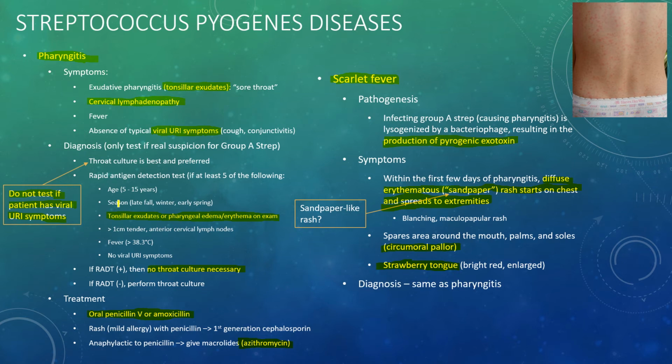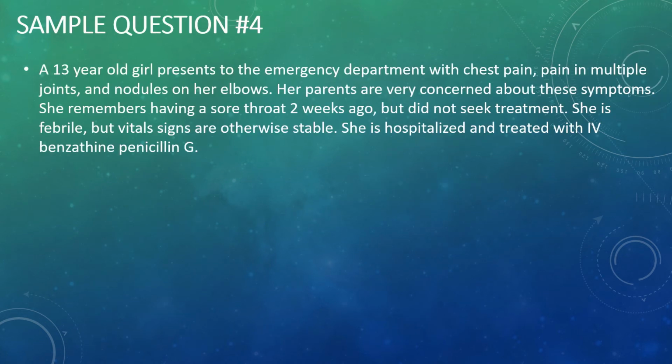And the diagnosis, same as strep pharyngitis, the same throat culture and rapid antigen detection test. And the treatment, same as pharyngitis. But the key thing is you need to treat these patients to prevent the complications in the future of rheumatic fever and glomerulonephritis. Another key feature is that after you start antibiotics, the kid can go back to daycare or school. The activity of the infection will not be very dangerous for other kids to get.